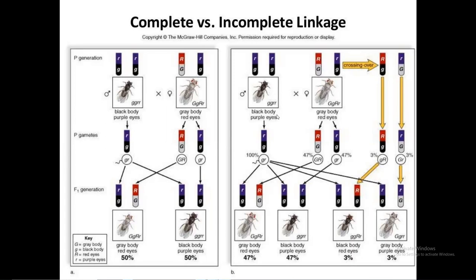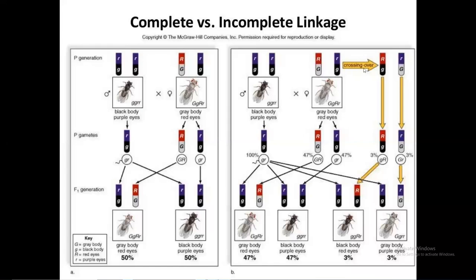Incomplete linkage means genes are present on the same chromosome, but at different places, or there is a distance between these two genes. So there is a possibility of crossing over. Coming to this parental combination, that is capital R, capital G, small g.